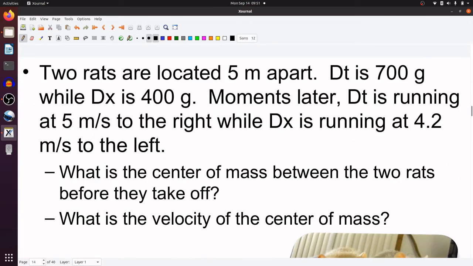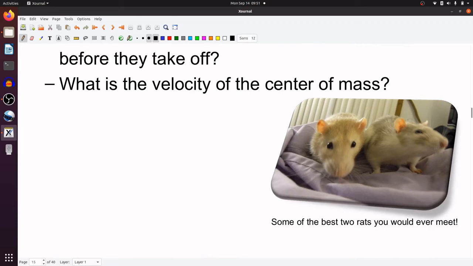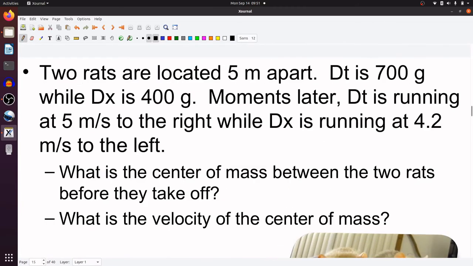All right, let's do an example problem. These are my old rats I used to have years ago, dx and dt. If you took calculus, you will know that dx over dt is velocity. I don't know why we named them that, but we did.